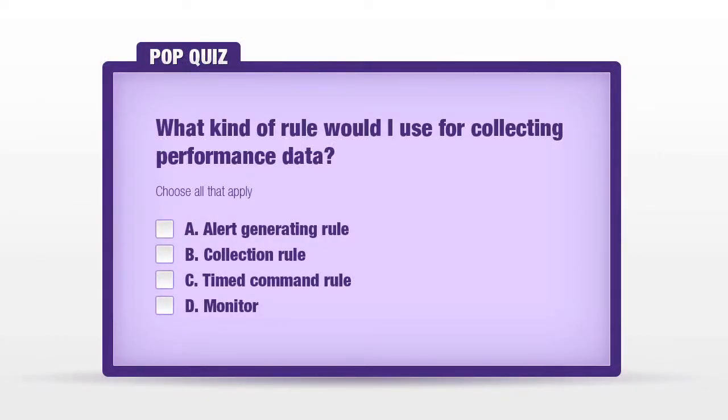It's time for yet another pop quiz. What kind of rule would I use for collecting performance data? Would it be A, an alert generating rule, B, a collection rule, C, a timed command rule, or D, a monitor?